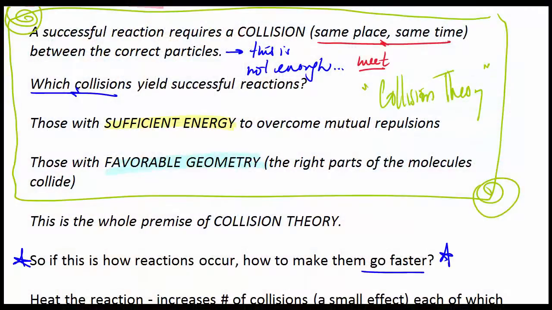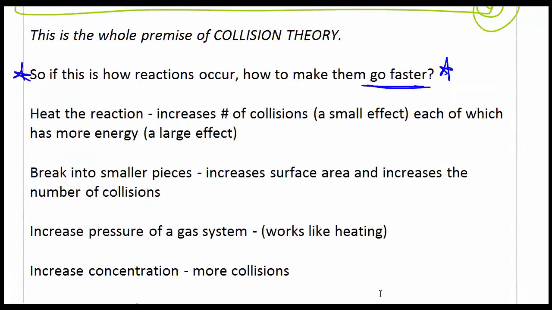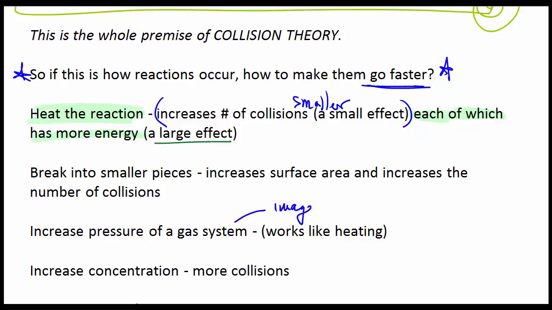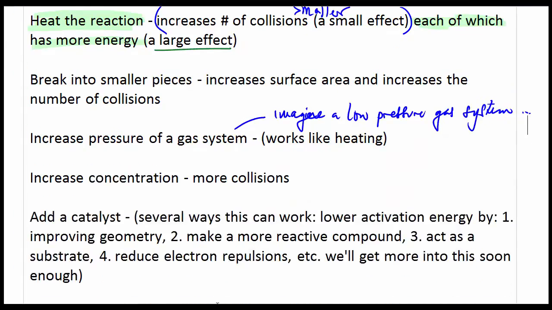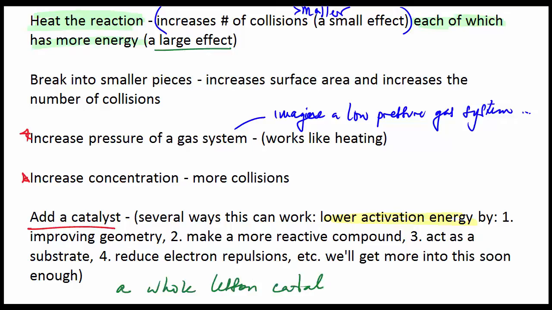So if this is how reactions occur, how can we make them go faster? Well, heating helps, which gives you more collisions and each collision having more energy. That's the big effect. You can break them into small pieces to increase the surface area, or you could increase the pressure in a gas system. Imagine a low pressure gas system where the particles don't really encounter each other much or with much energy. Also, you can increase the number of collisions by having a greater concentration, and you can add a catalyst, which lowers the activation energy in one of several ways. There's a whole lesson on catalysis coming up soon.